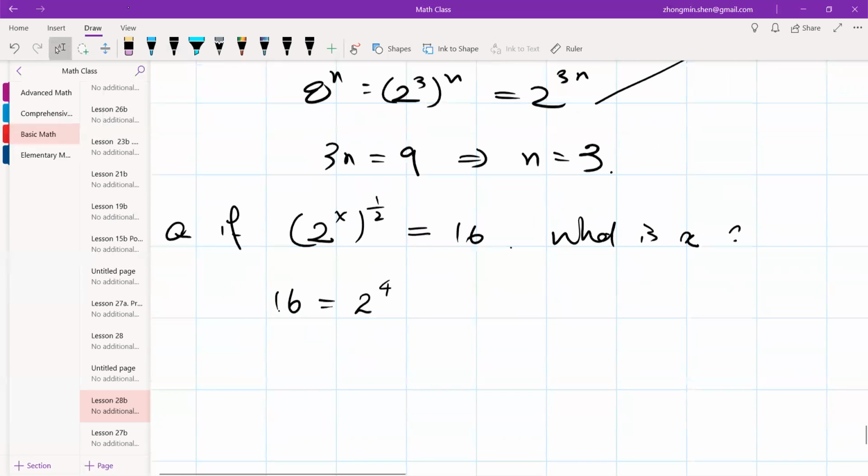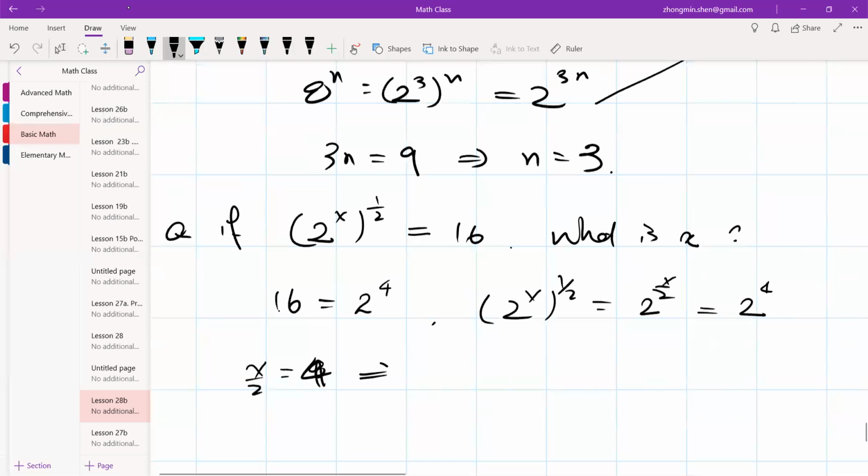Okay, you compare both sides, and 2 to the x, to the 1/2, is going to be 2 to the x times 1/2, which is x over 2. And this was supposed to be 2 to the 4th power. So what is x? 8. Yeah, half of x is going to be 4, so that implies x equals 8.